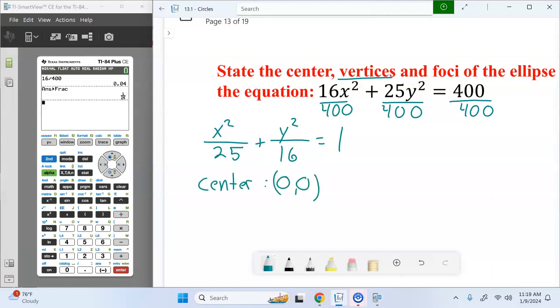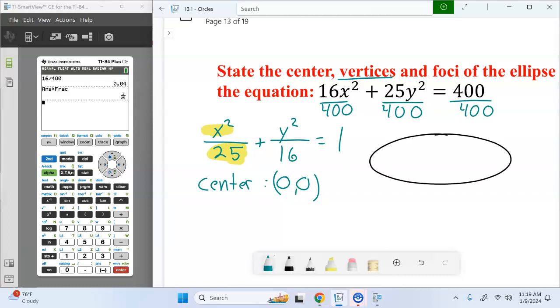And then before we figure out what our vertices are, what our foci are, you want to figure out what direction your ellipse is going to be. Is it going to be a horizontal one, or is it going to be a vertical one? So looking at this equation, which denominator is larger? 25. And it's under which variable? X. So is it going to be horizontal or vertical? Horizontal. Largest denominator under the x variable. So we're going to have a horizontal ellipse.